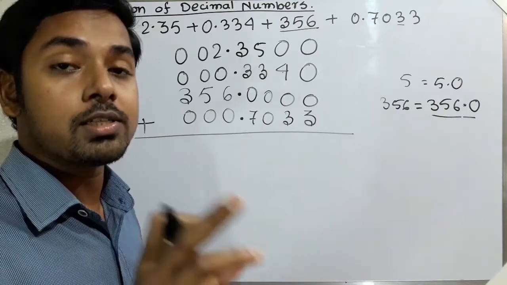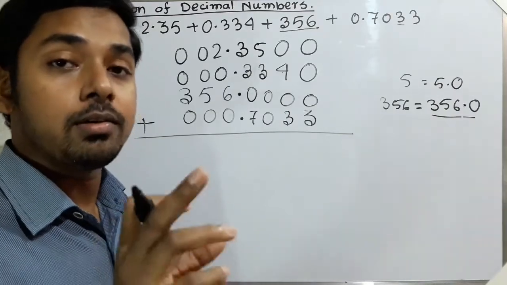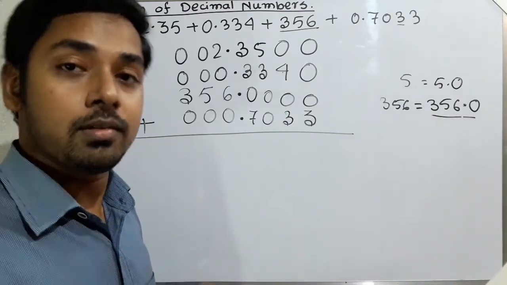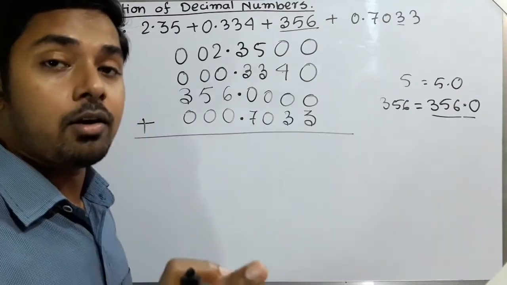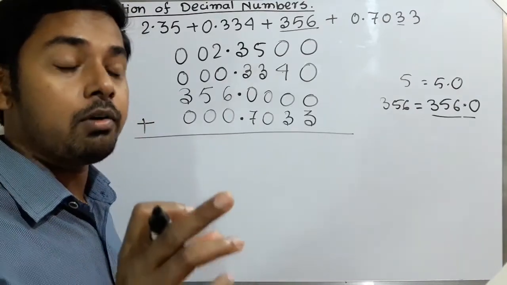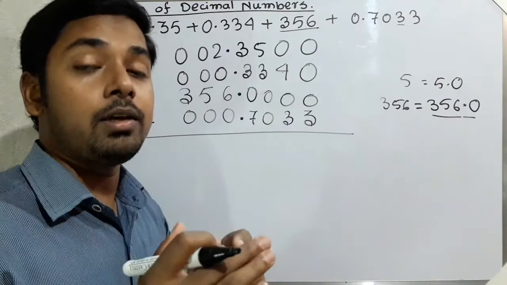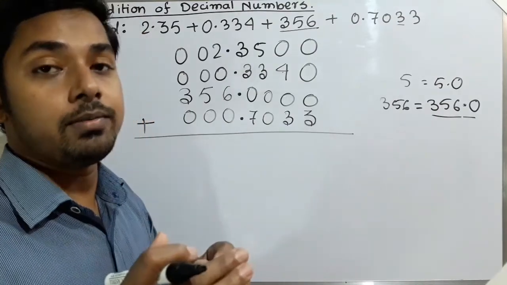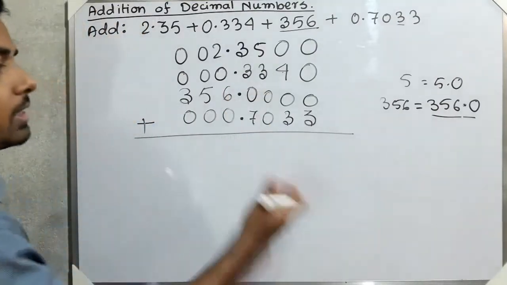They don't know the proper way to arrange decimal numbers. Whenever you are adding or subtracting, first of all you should know the proper way to arrange the decimal numbers. Now we can easily add them.